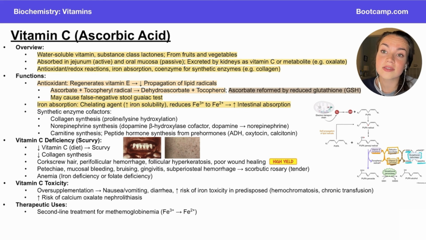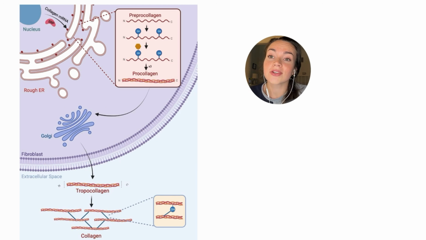And finally, vitamin C is a cofactor for various synthetic enzymes. Vitamin C helps mediate proline and lysine hydroxylation in the collagen synthesis pathway, which we learned about a long time ago, but is coming back now. So here's our collagen synthesis pathway that we learned about to kick off our whole chapter on collagen and connective tissue. I told you this chapter was going to be a walk down memory lane.